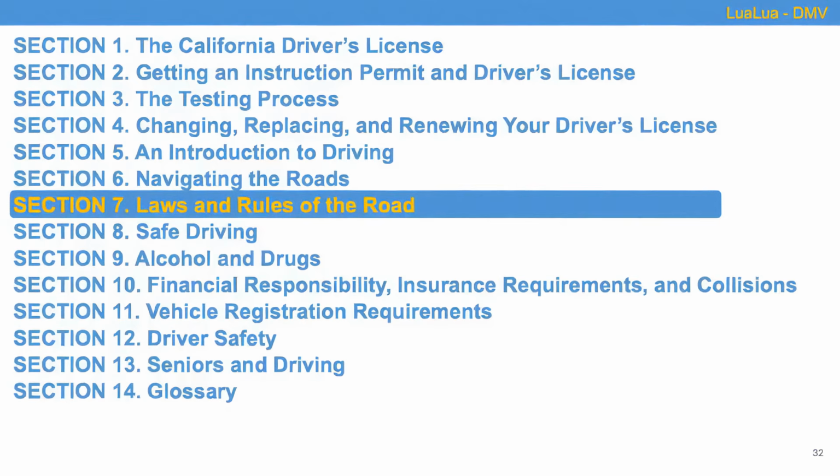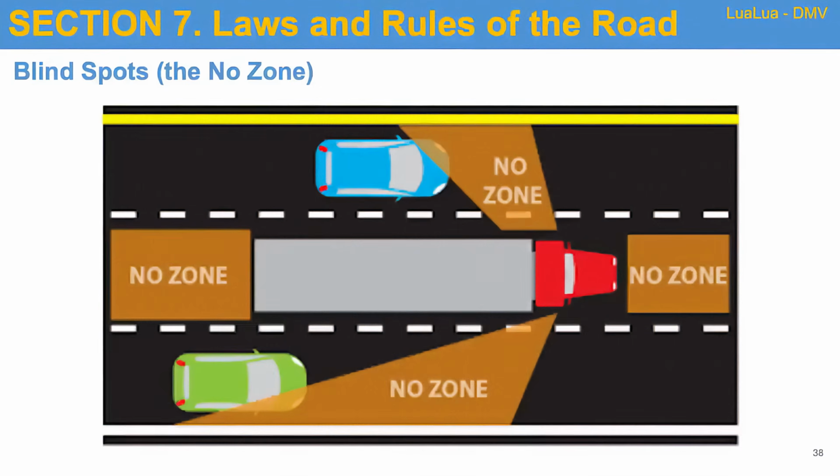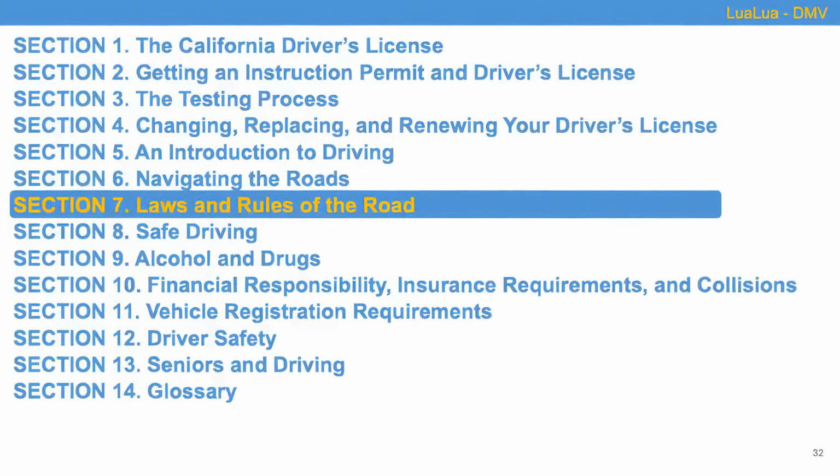Sharing the road. Drivers need to share the road with other vehicles, pedestrians, bicyclists, road workers, and large vehicles. Blind spots, the no zone. Large vehicle and truck drivers have a better view in front of them and bigger mirrors. But they also have large blind spots, also called no zones. In these areas, your vehicle can disappear from a large vehicle or truck driver's view. If you cannot see the truck side mirrors, the truck driver cannot see you.